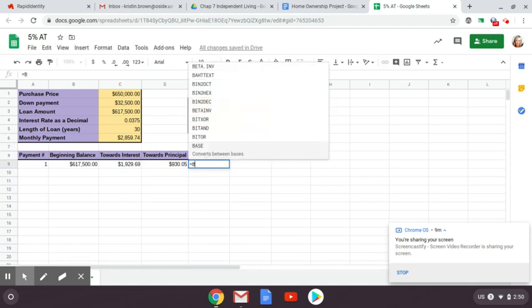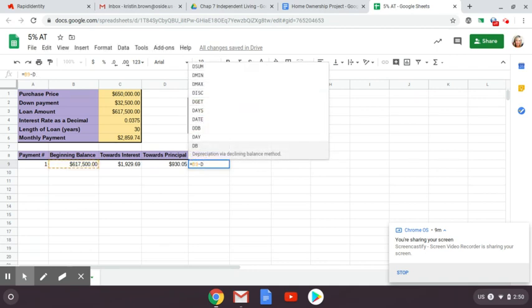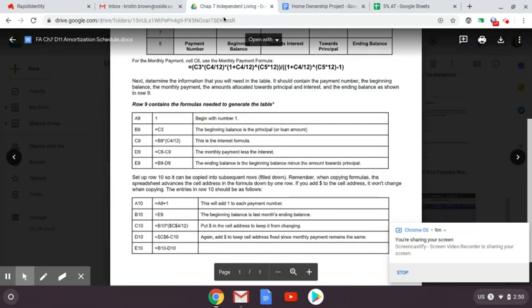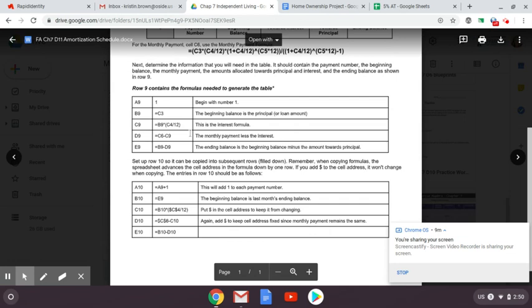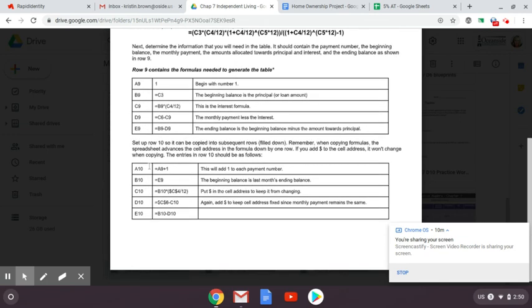Equals B9 minus D9 and enter. And the computer's doing all the math for us. We just told it what math to do with those formulas. Then back to my instructions. We just now did all of these. And this just tells us what we're doing. You can read it in the cell or read through it as you do it. Now we're going to do these. It's row 10.